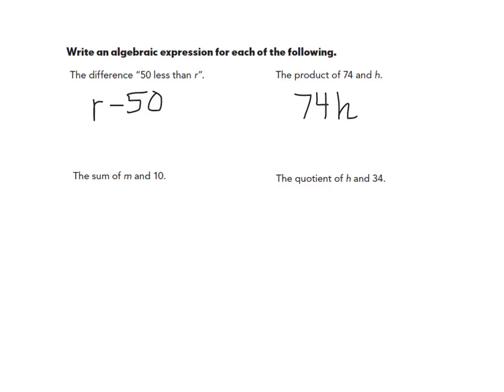The sum of m and 10, here, m plus 10, there it is, the sum, and the quotient of h and 34. This is the best way to show it, h over 34, so it's h divided by 34, and that would be the answer.